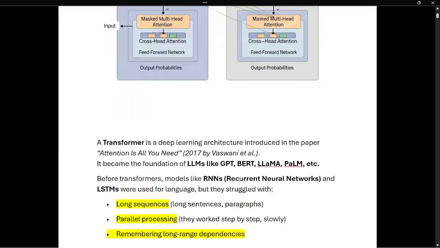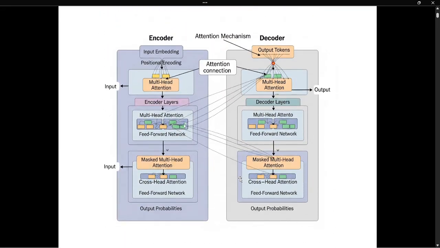Now we will understand the transformer architecture. There are two things: one is the encoder mechanism, one is the decoder mechanism. The encoder has input embedding, positional encoding, multi-head attention, then the feed forward network. The decoder has output embedding, masked multi-head attention, multi-head attention, feed forward network, and then output probabilities. I'll explain each step by step.